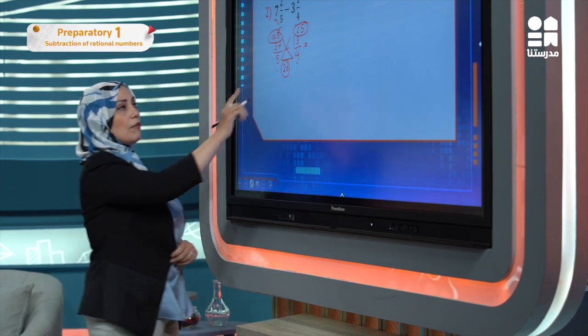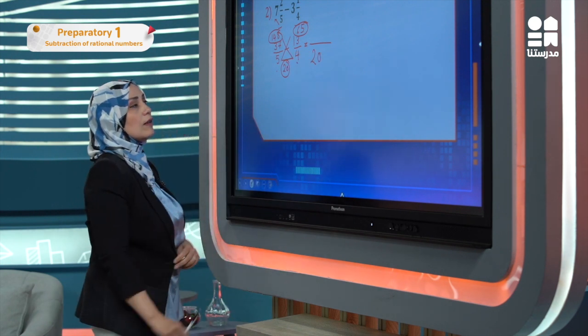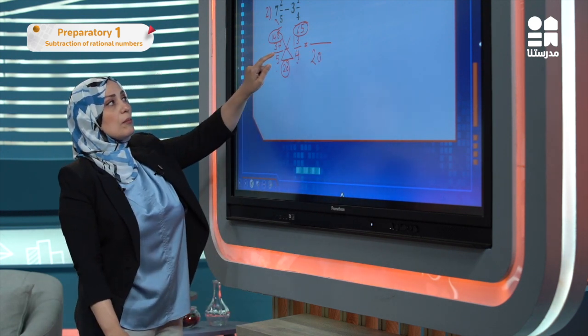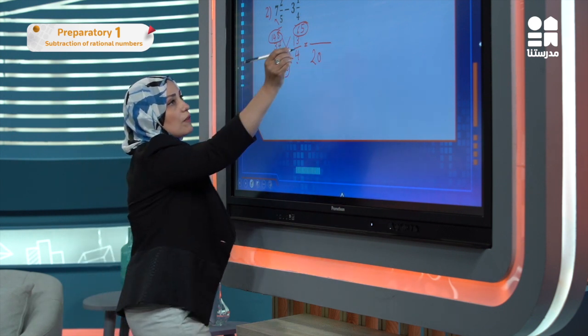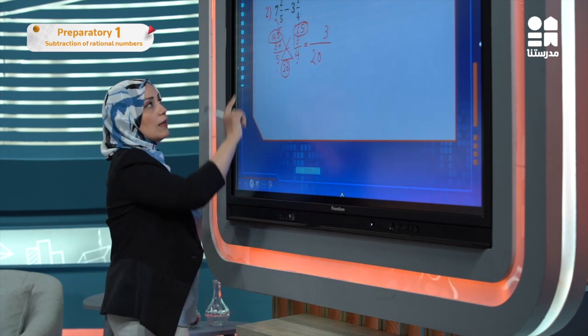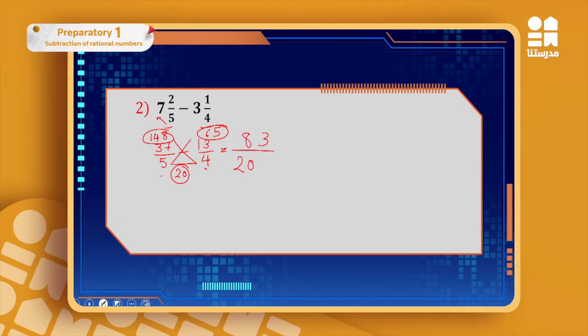65. Here we have 20. And then 148 minus 65. 8 minus 5 is 3. And then 14 minus 6 is 8. Can I keep it like that? Yes, of course we can keep it, but it is better to simplify.